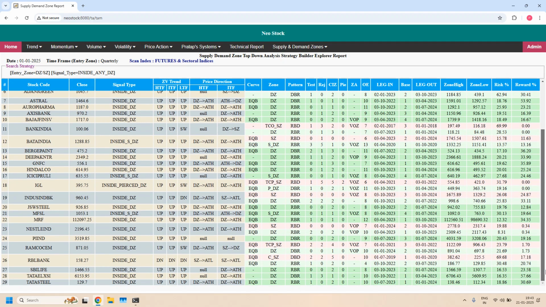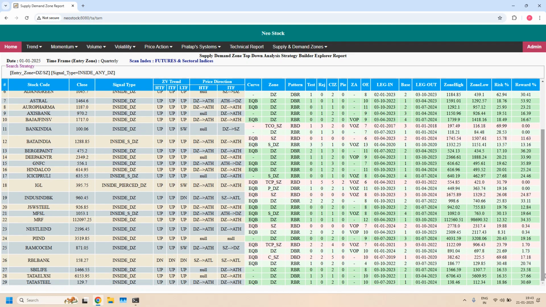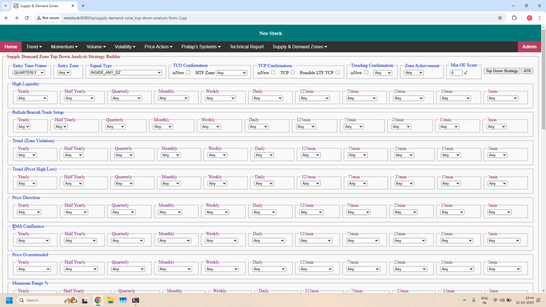We got 29 stocks, and these are the first 22 stocks in the list. I am scrolling the list down. We can further filter this list by adding the high probability quarterly EMA Confluence to the quarterly demand zone. See, for these 26 stocks, I am adding this filter, EMA Confluence at quarterly time frame.